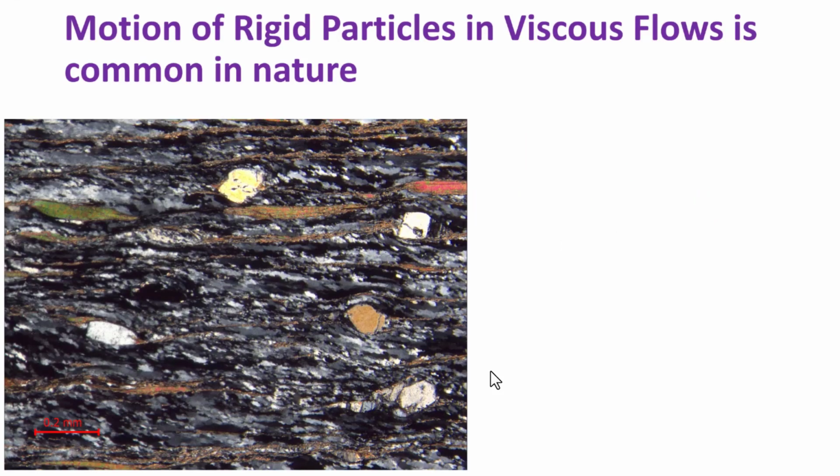Rotation of rigid particles in viscous flows is very common and relevant in structural geology. Here we are looking at a granitic mylonite from the Okanagan Valley Fault Zone from BC, Canada. You can see these porphyroclastic feldspars. They behave as rigid objects in the ductile flow.